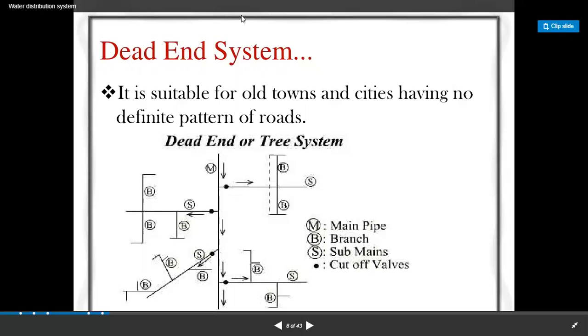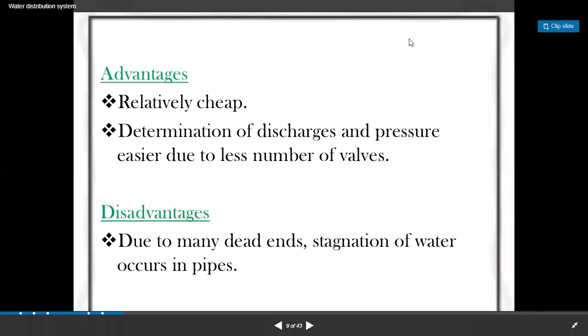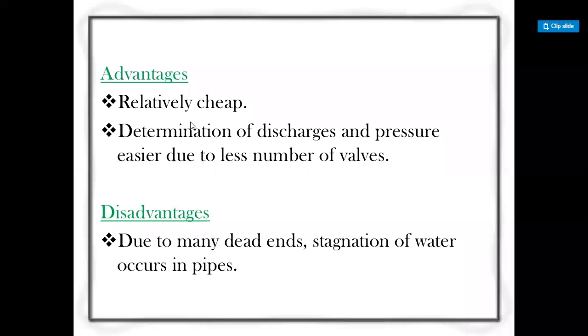Then the next point is the advantages and disadvantages of the dead end system. See, what are the advantages of this dead end system? It is relatively cheap. The dead end system of water distribution network is relatively cheap compared to other systems. Then determination of discharge and pressure is easier due to the smaller number of valves. That is, for every sub main only one valve is provided in this system. Then the number of valves is less, so the determination of discharge and pressure is easier in this system.